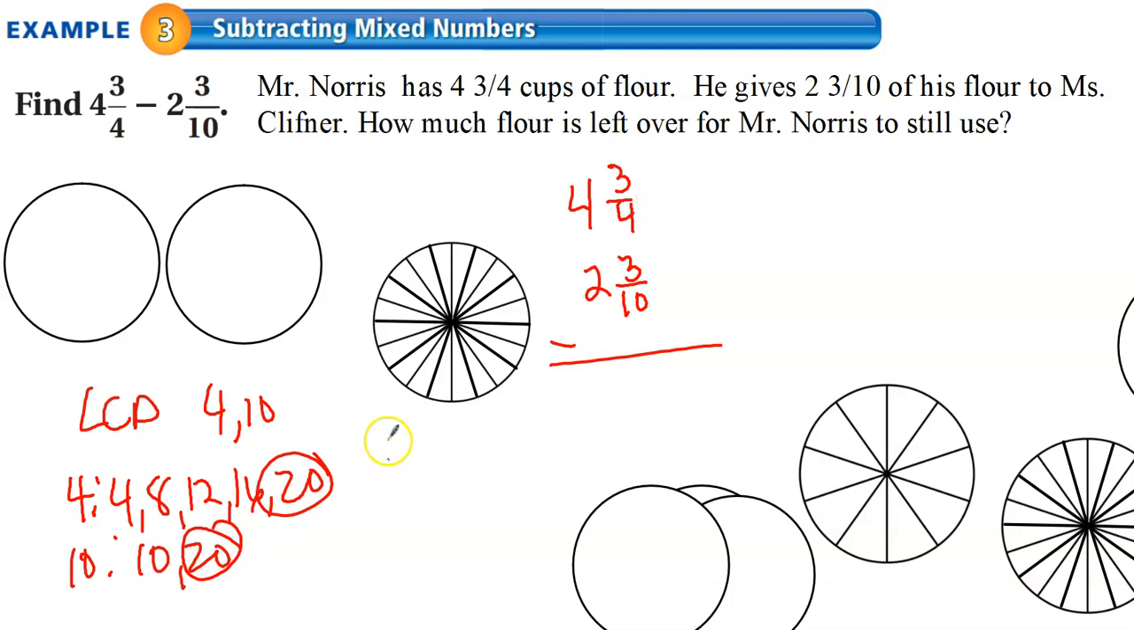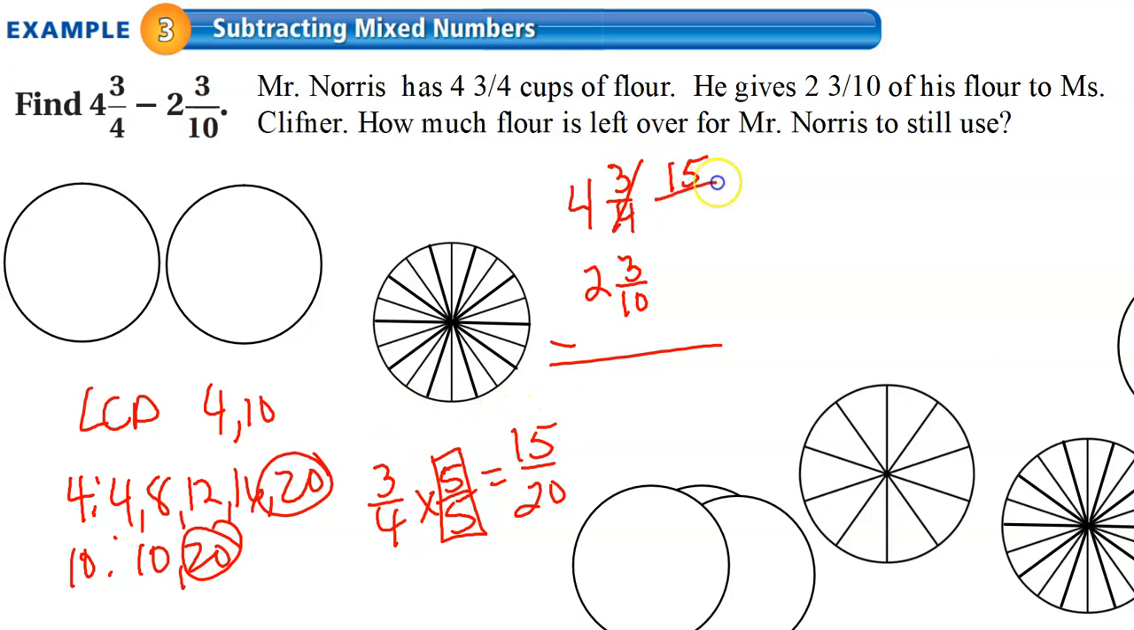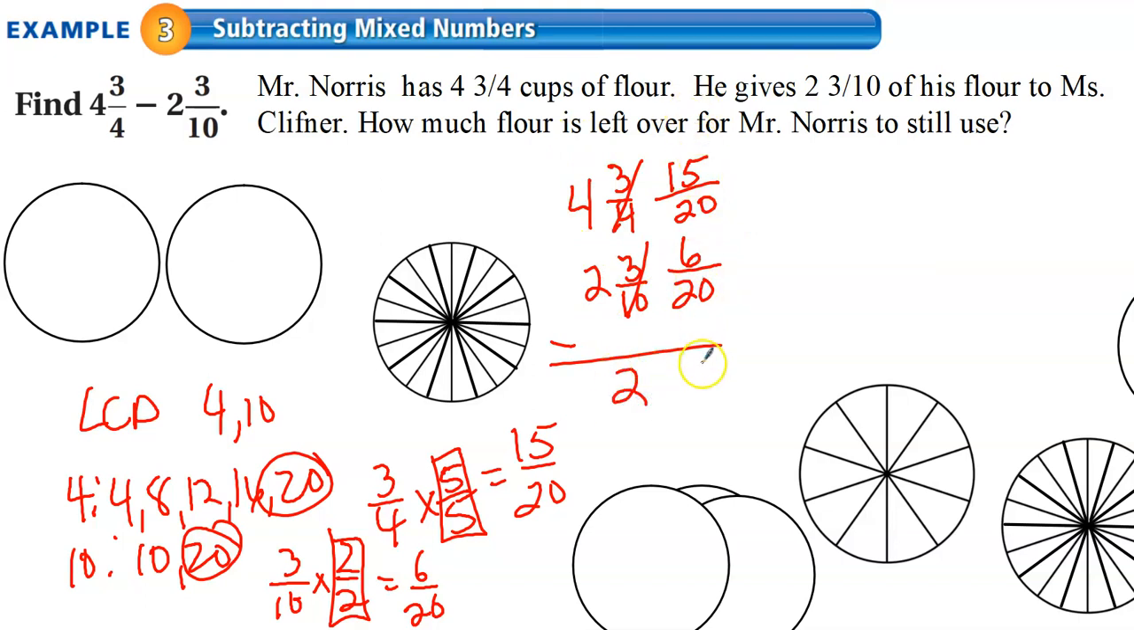So I'm going to multiply the 3/4 times 5 over 5 because I want my denominator to be 20. And the numerator is 3 times 5 is 15. So I'm going to replace this with 15 20ths. And then I have 3 tenths, and I'm going to multiply by 2 over 2. There's my giant 1, and I get 6 20ths. So I cross that fraction off, and I replace it with 6 20ths. Now I have my whole numbers. 4 minus 2 is 2, and my fraction pieces, 15 minus 6 is 9.